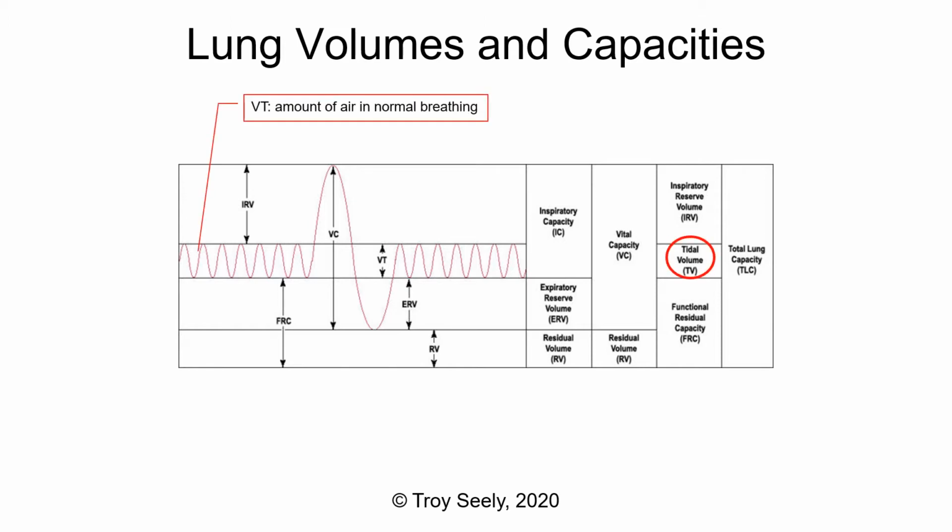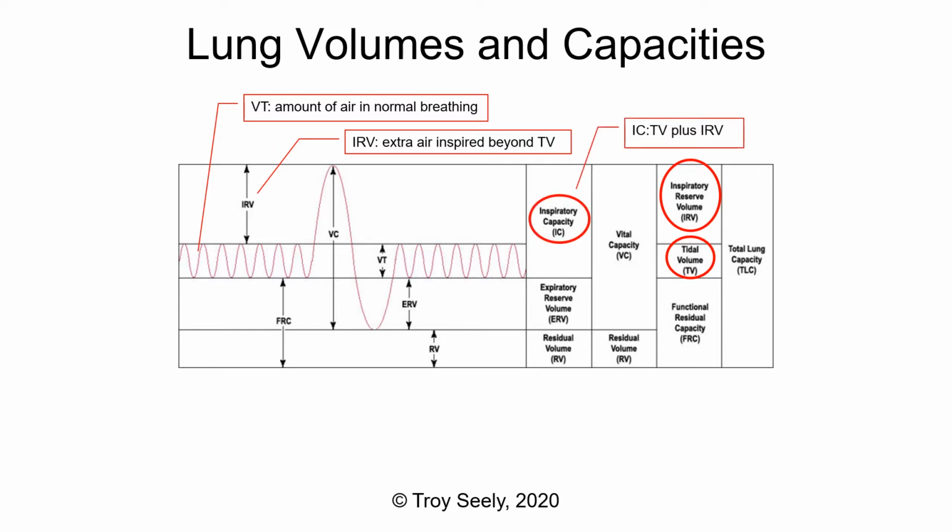So first off, let's appreciate that we have tidal volume, which usually is shown as TV, but here sometimes is shown as VT. It's the amount of air that we find in normal breathing, and you can see that it's relatively in the middle section at a low amplitude of breathing in and breathing out. If you take a deep breath, that's going to be your inspiratory reserve volume that you're drawing in. It's the extra air inspired beyond tidal volume. If you put those two together, tidal volume plus IRV, inspiratory reserve volume, you have the inspiratory capacity.